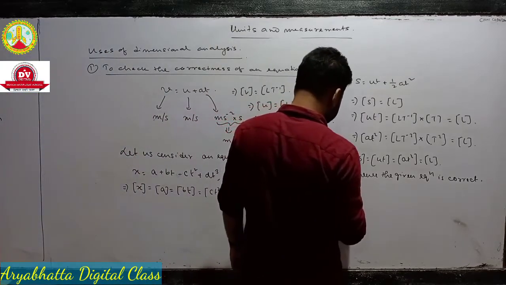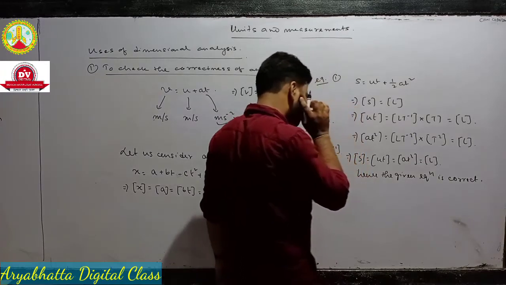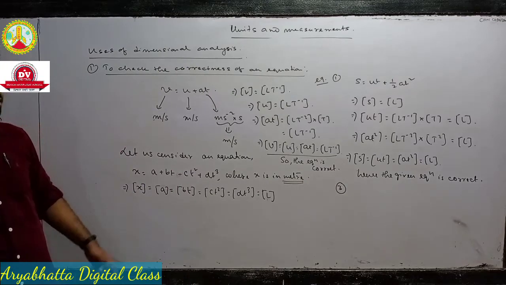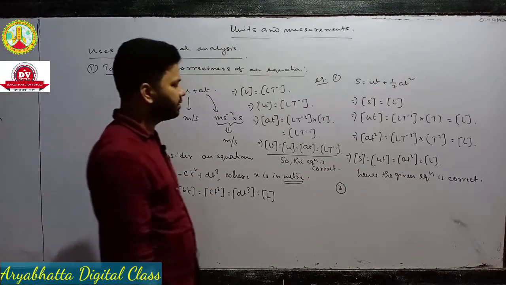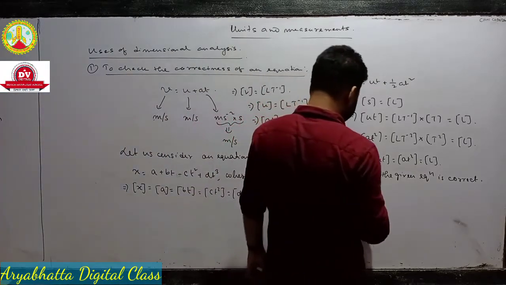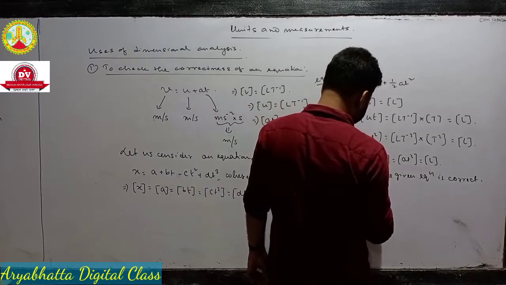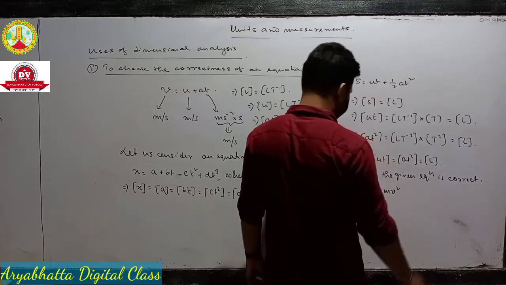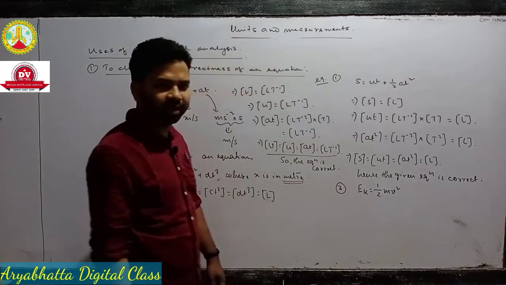Number 3, कोई भी एक equation from your class 9 or 10. हाँ, you can take the example of say kinetic energy is equal to half of mv square. You can check this equation also whether it is correct or not.